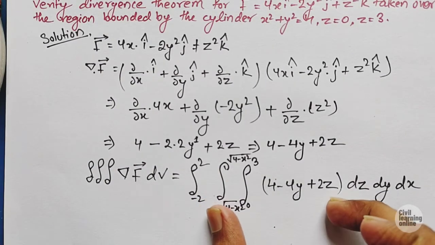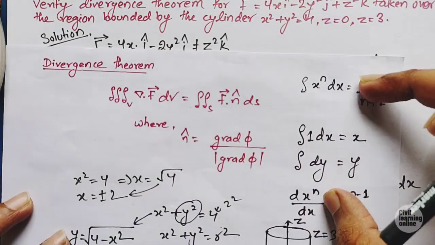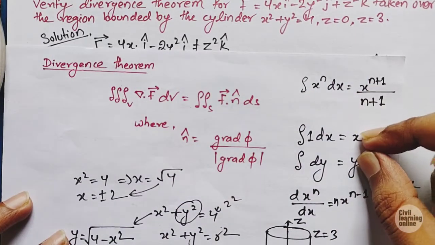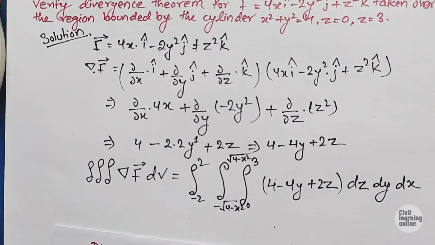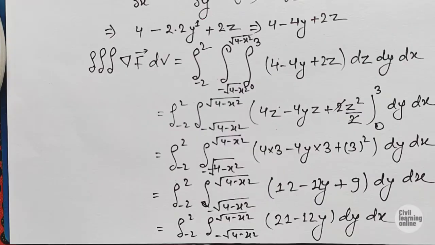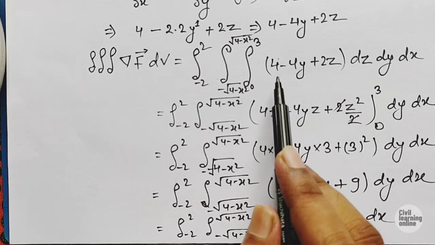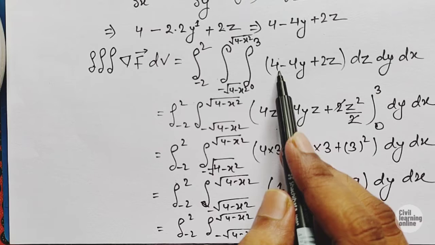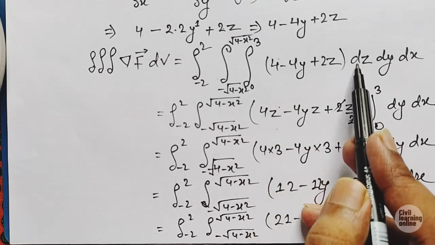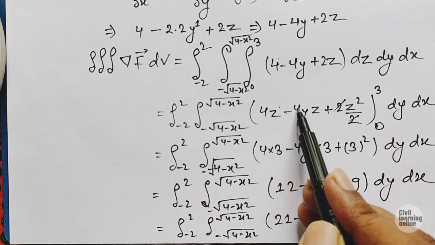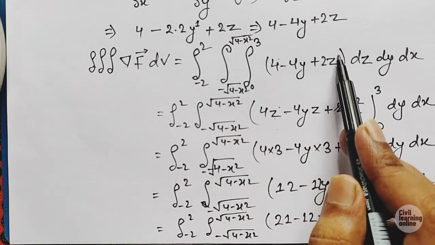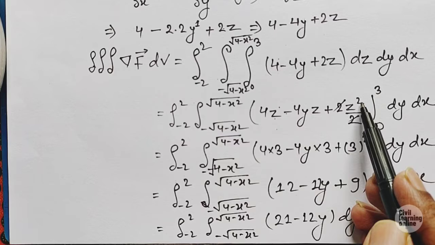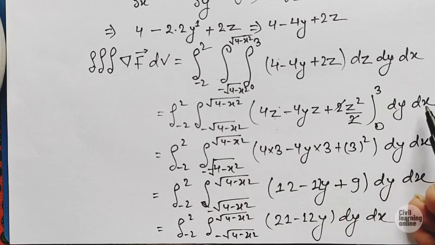Now we will integrate it one by one using the formulas which I have already shown you at the beginning of this video. Now simply integrate, put the values and find the answer. I have integrated it here. See, here we have 4, and here it is nothing, meaning 1. So integrating with respect to z, we will have 4z minus 4yz, and z becomes z to the power 1 plus 1, that is z square divided by 2, with dy and dx.